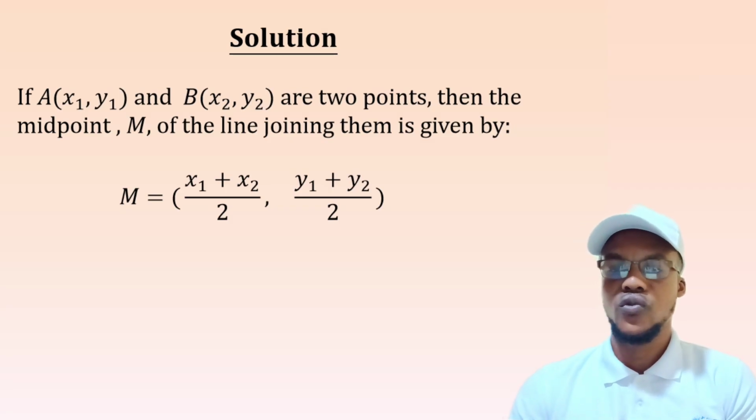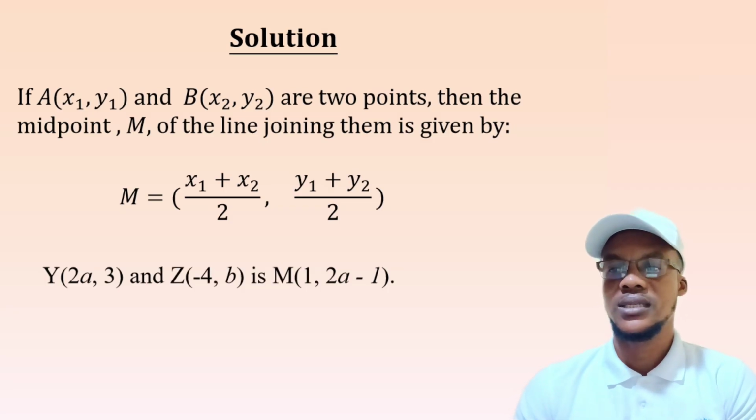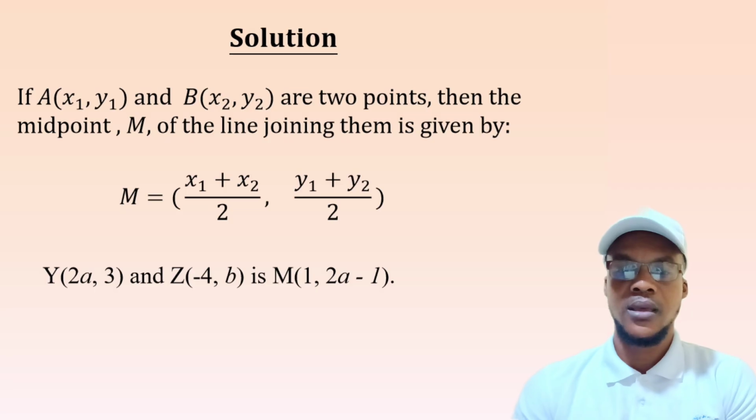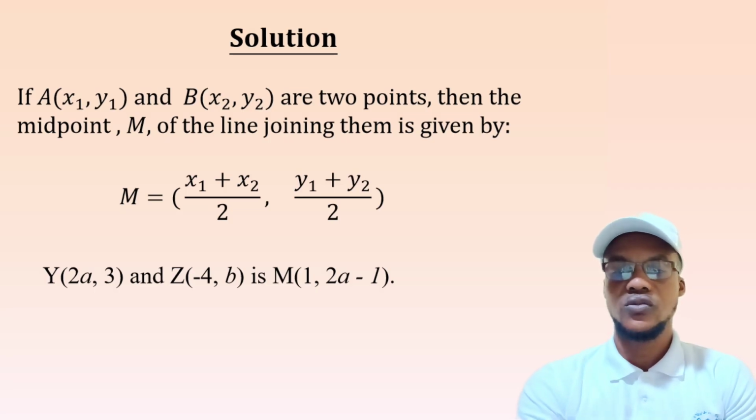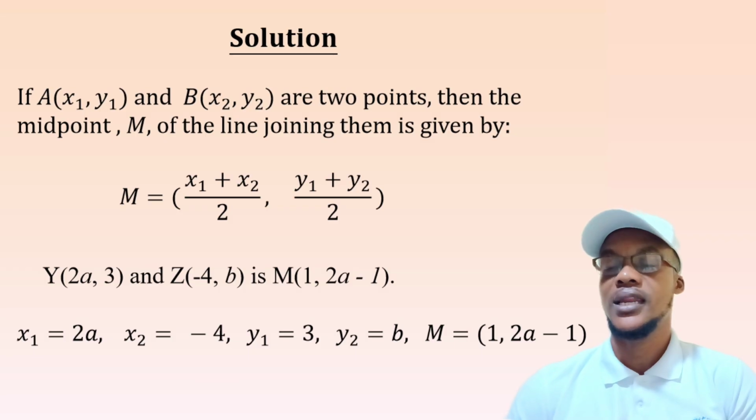So we know that this is what is given in the question. Y is given as (2a, 3). We also have (negative 4, b) as the coordinate for Z. So what is our x1? We have our x1 as 2a, our x2 as negative 4, y1 as 3, and y2 as b. Meanwhile, the midpoint is already given, and that is (1, 2a minus 1). So we only do substitution. That is what we are going to do.